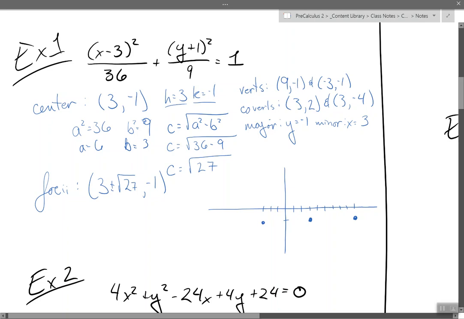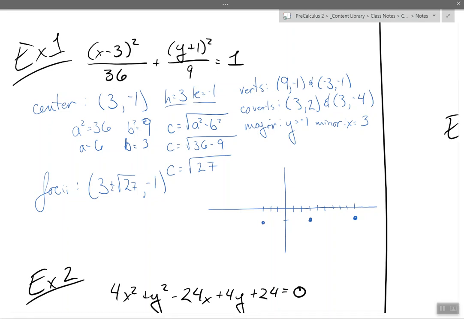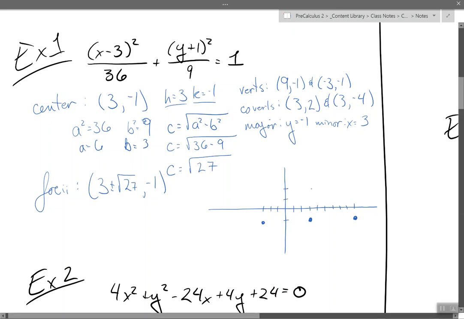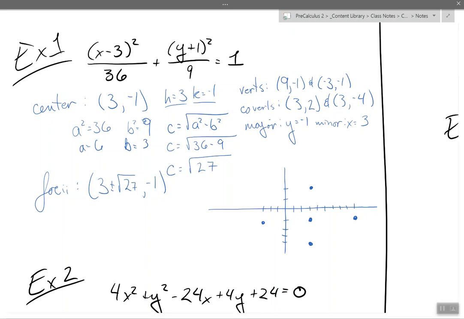For the other 2 points, the co-vertices, we're going to take the b value and go up and down by that. So up and down 3. So 1, 2, 3 up, and 1, 2, 3 down. So those are kind of what I call the cardinal points, I guess, if you think about like a compass, north, south, east, and west. Those are the 4 points that we need to really draw this ellipse correctly. Those are the vertices and co-vertices.